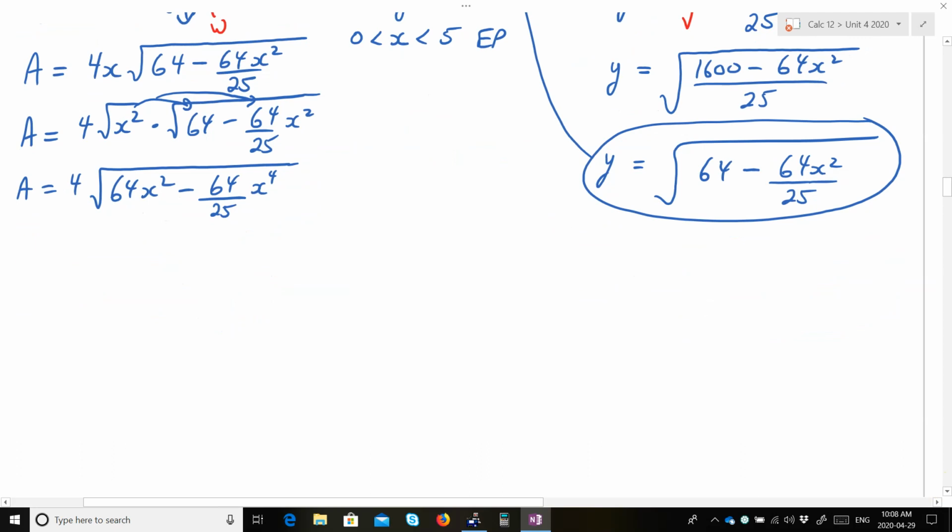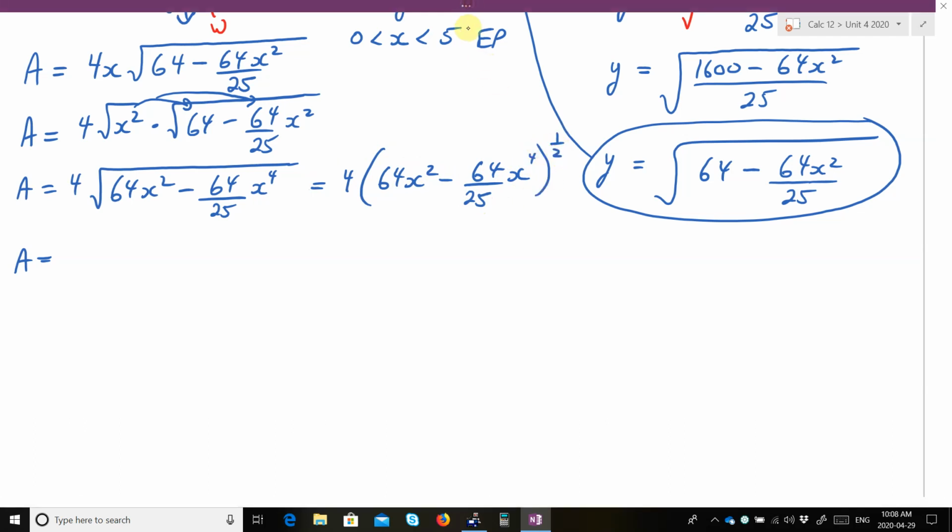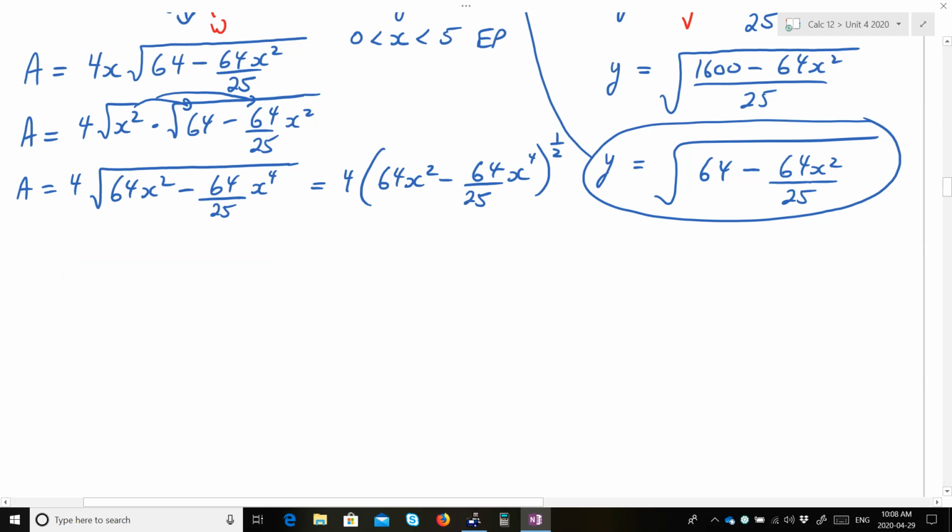Okay, so there's our area function, and we can write it like this: 4, and then we will have 64x squared minus 64 over 25 times x to the 4th, and then I'm going to put a 1/2 there. And now we will finally do the derivative of this.